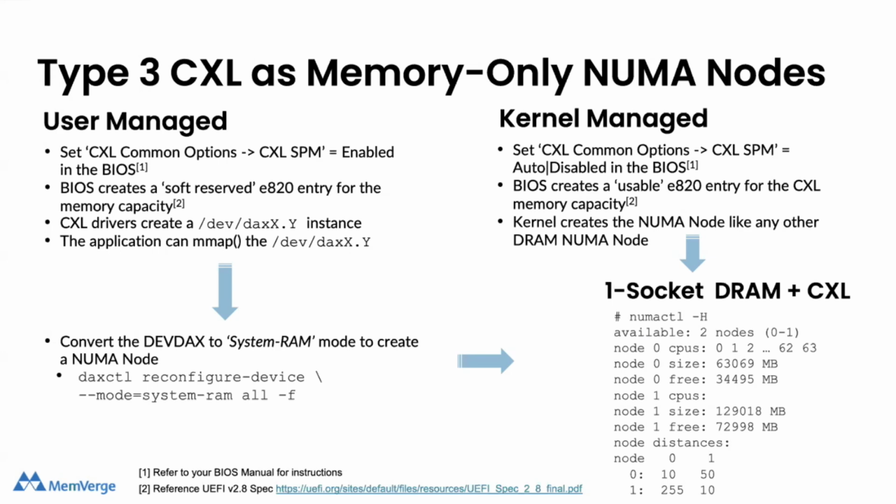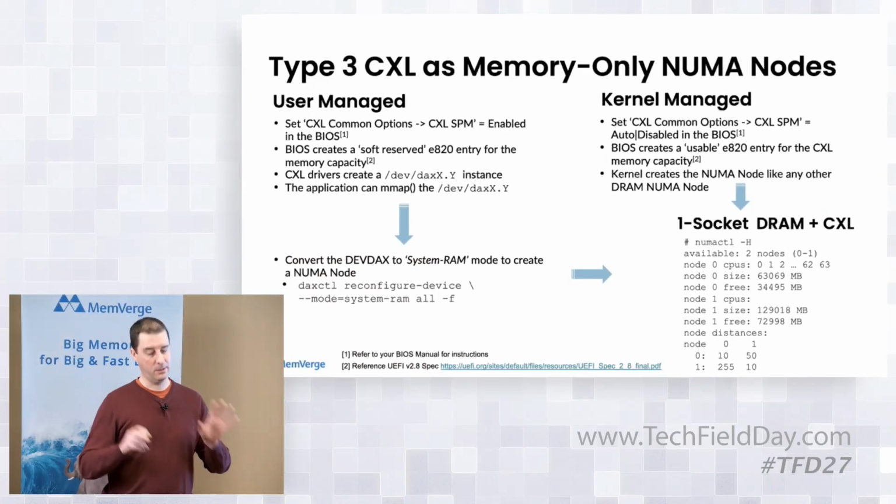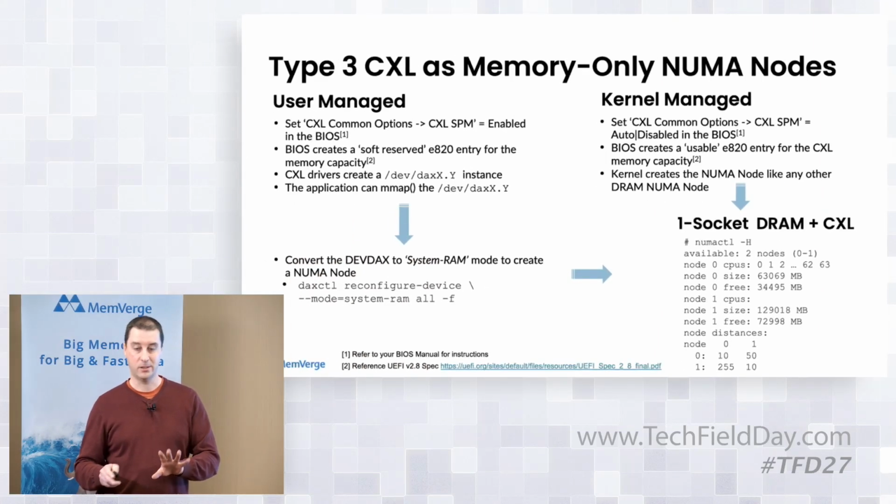So the one on the left-hand side, the user managed, the intent here is that we, as a user, or potentially as the MemVerge solution, want to manage the CXL memory independently of the DRAM that's already available to you. So we don't want the kernel to touch it. We want to manage the memory allocations for you. The kernel managed is, okay, we'll just treat CXL like we do with DRAM. We'll put everything into the basic bucket, the zone normal. The kernel can manage it. The applications don't really care too much.